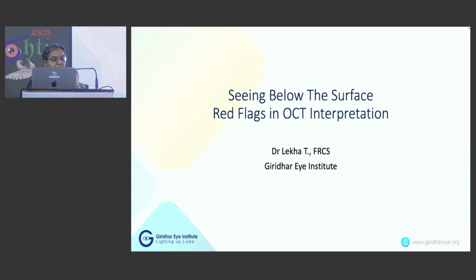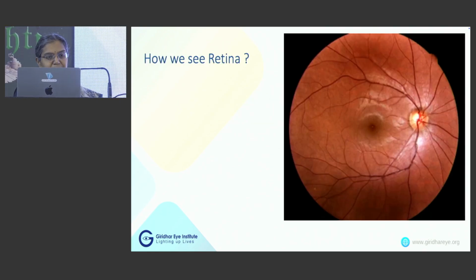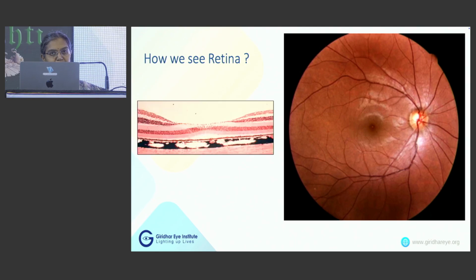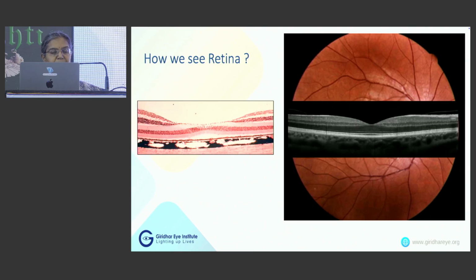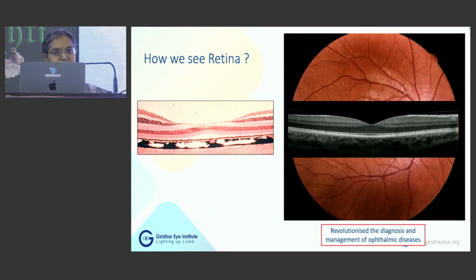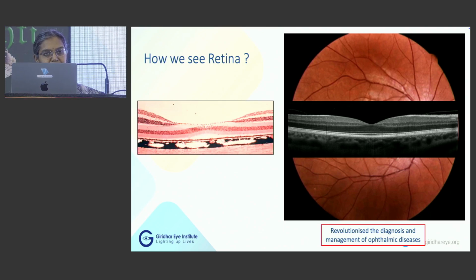So, I'll be talking on red flags in OCT interpretation. When we look into the retina with an ophthalmoscope, we are actually seeing only the surface of retina. But we know very well that it is a complex 10-layered structure. But it was only with the advent of OCT that we were able to visualize all these 10 layers exactly similar to what we see in a histology, so much so that this invention has revolutionized the diagnosis and management of all ophthalmic diseases in general and retina in particular.